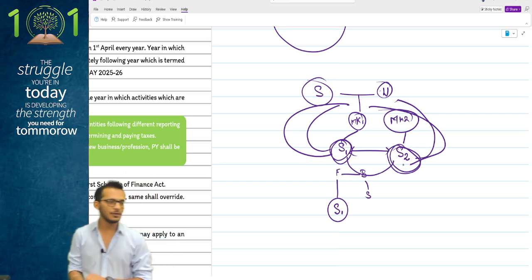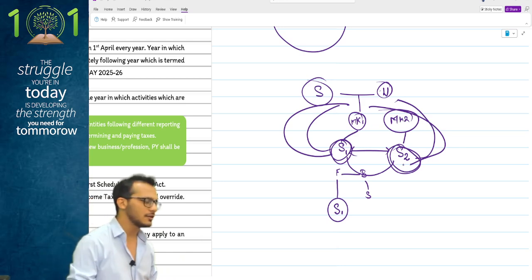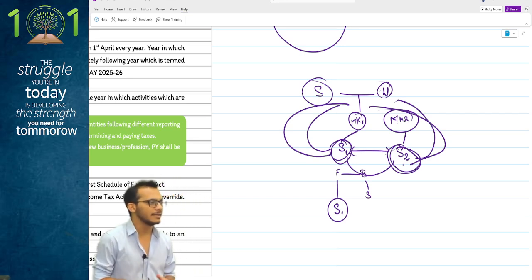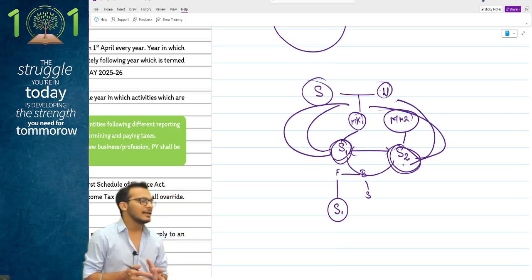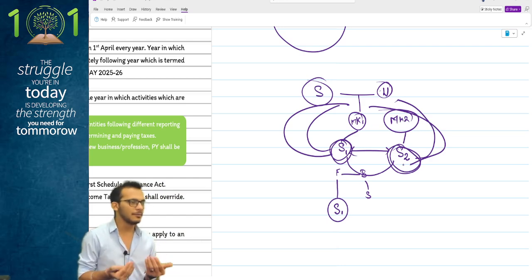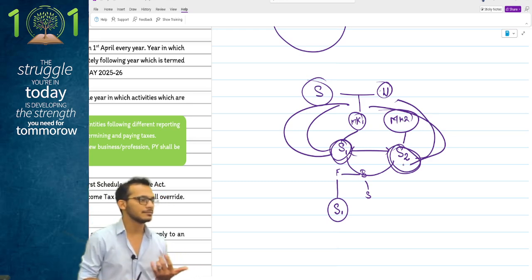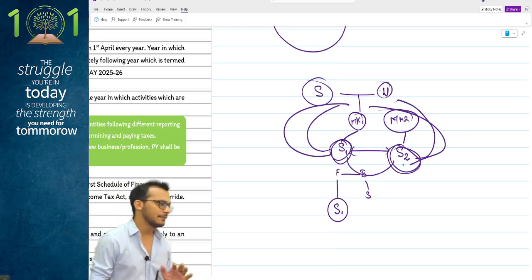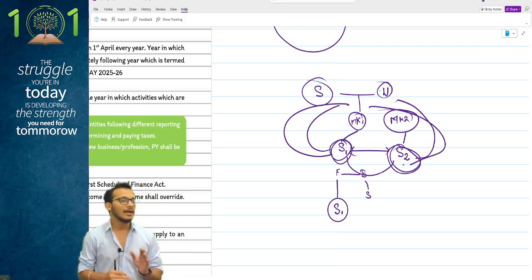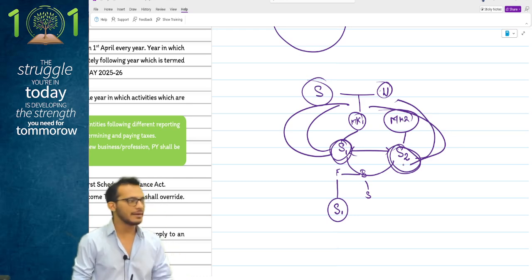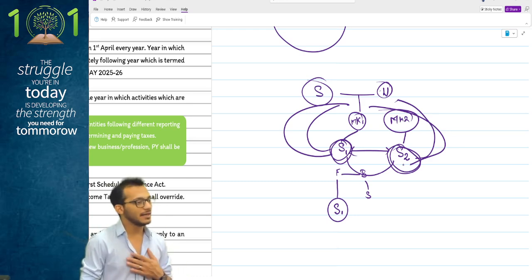Yes. After firms, you have something called as AOPs and BOIs, Association of Persons and Body of Individuals. Basically, a group of people coming together to do an activity. It can either be enforced by law or it can be done by mutual benefits. Requirement of an agreement is not mandatory. In the practical world, requirement of an agreement is mandatory, because income tax is very nice.